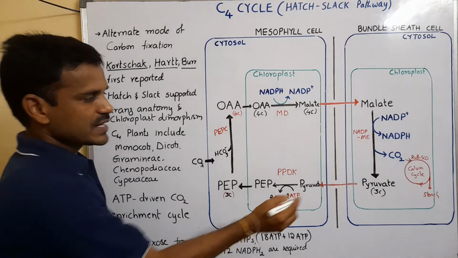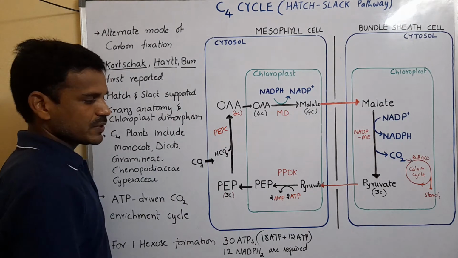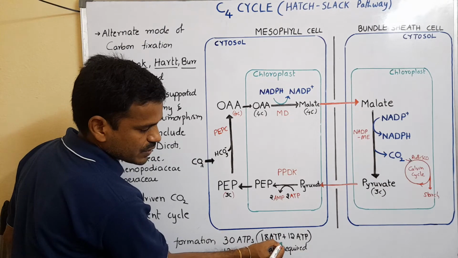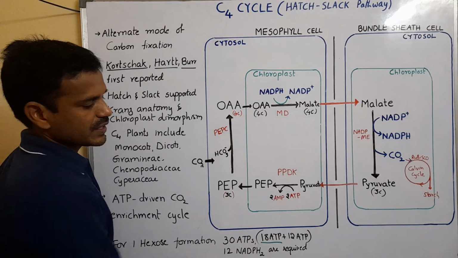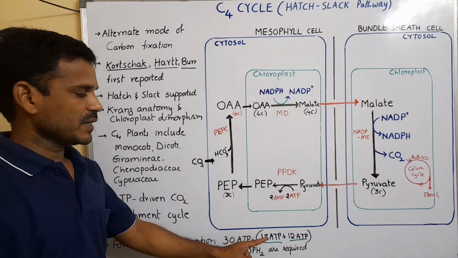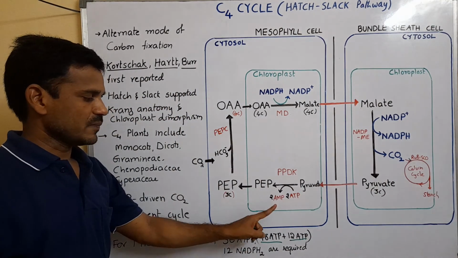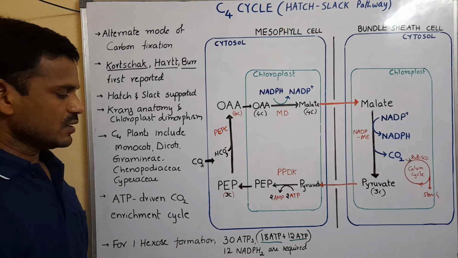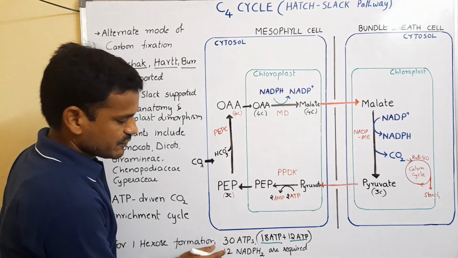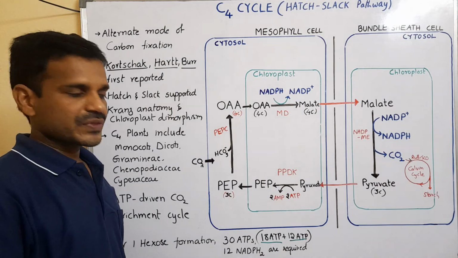How 30 ATPs? Here the C3 cycle is also taking place. Here 18 ATPs are consumed, and for 6 CO2 fixation, 12 ATPs are additionally consumed. So 18 ATPs are in the C3 cycle, and 12 ATPs for enrichment of CO2. So 18 plus 12. For 6 CO2, it is 12. So a total of 30 ATPs are consumed, and 12 NADPH2. So this is the energy required for one hexose or one glucose formation in the C4 cycle.